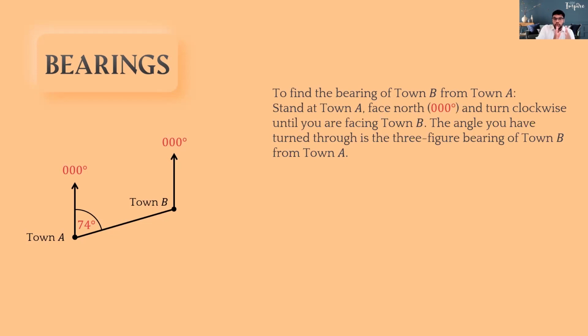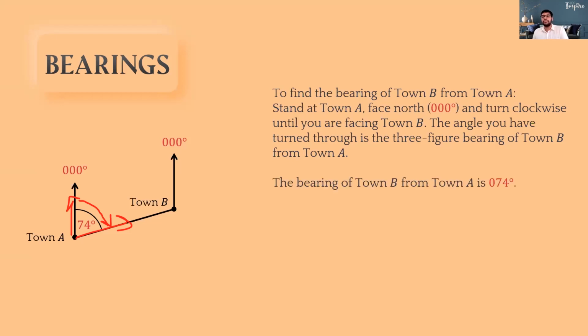Then you turn clockwise until you are facing town B. So children, you all are facing north and you turn clockwise until you face town B, right? You turn clockwise. The angle you have turned through is the three-figure bearing of town B from town A, right? So what is that angle, children? That angle is 74 degrees, right? So you turn 74 degrees, children, and that is the bearing of town B from town A.